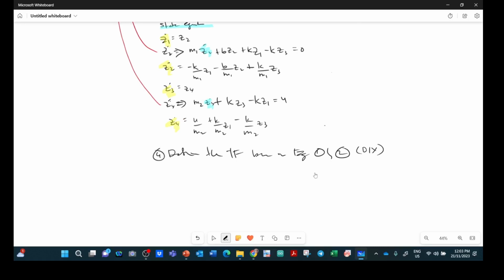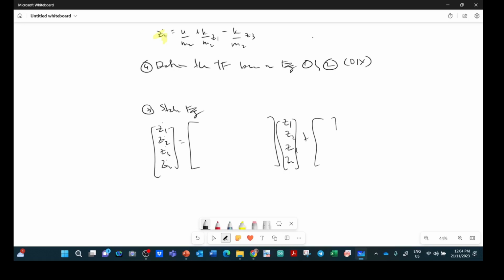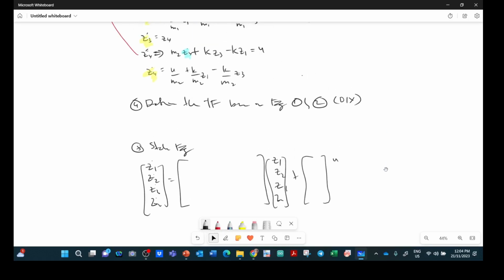Okay. Number 5 is the state equation. Okay, in terms of state equation. So the state equation is whereby you have z1 dot, z2 dot, z3 dot, z4 dot, then you have z1, z2, z3, z4 plus u. Okay, so the z equation is based on the one that you found just now.